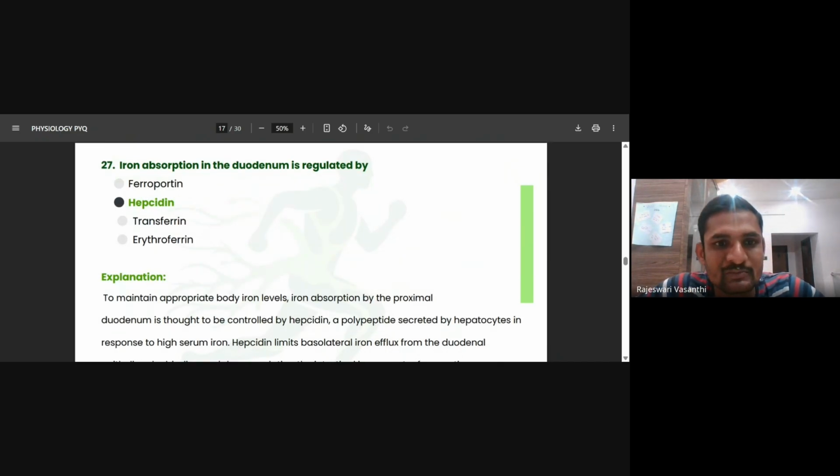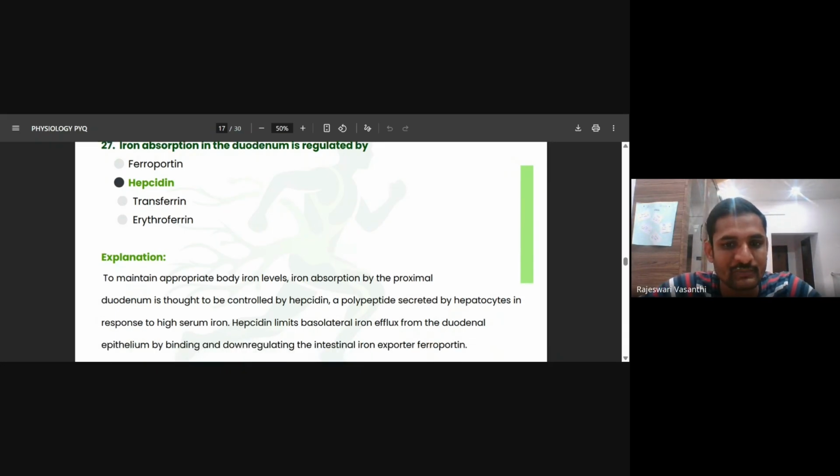Iron absorption in the duodenum is regulated by ferroportin, hepcidin, transferrin, erythropoietin. So the exact answer is hepcidin. Hepcidin is a major regulator of iron transport. It is seen in the duodenum. Whenever our serum iron level becomes very high, hepcidin inhibits a protein called ferroportin. Hepcidin limits the basolateral iron efflux from the duodenal epithelium by binding and inhibiting the function of ferroportin. So whenever serum iron level is more, hepcidin level will increase. This will go and inhibit the transporter called ferroportin. Iron transport does not occur across the duodenum.